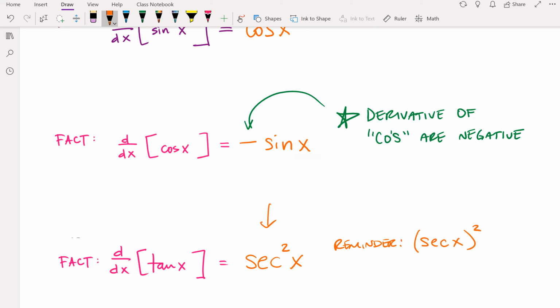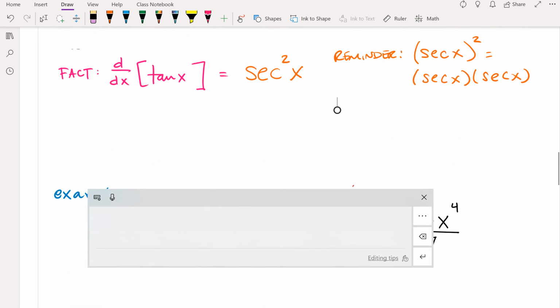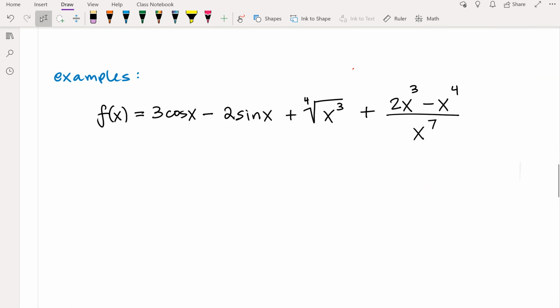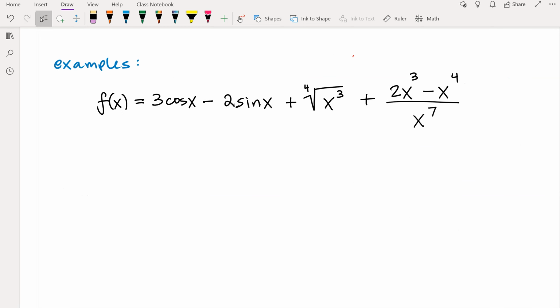It just means you have two secants multiplying on each other. Okay, and again, as another reminder, this is also the same as secant x times secant x, right? Those are all equivalent forms, but this is the one that you use in higher level math. All right, that's the derivative of tangent. We have another special function coming up, but first let's do an example. Let's use our knowledge of the derivative of cosine and sine to do this example.